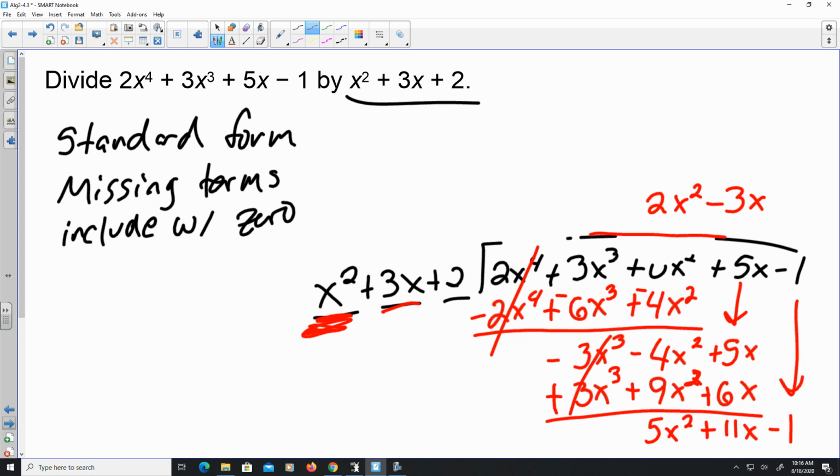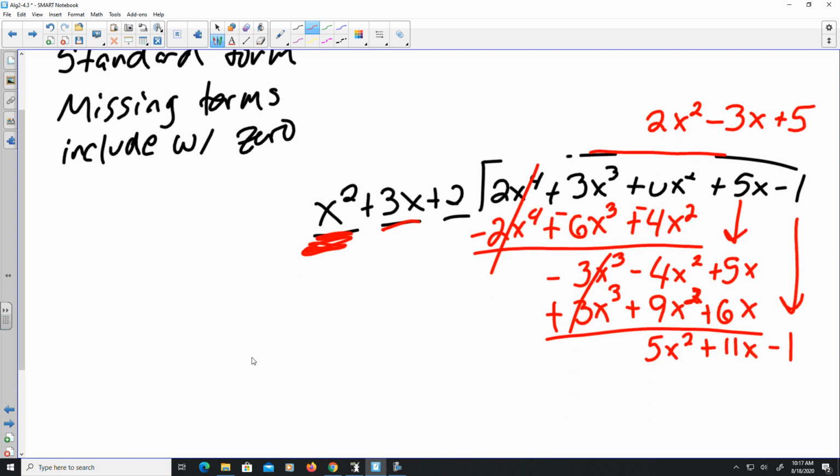So to finish up, now I've got to place a value that, multiplied by x squared, is going to give me 5x squared. Well, that's going to be plus 5. So 5 times x squared is 5x squared. 5 times 3x is plus 15x. And 5 times 2 is plus 10.